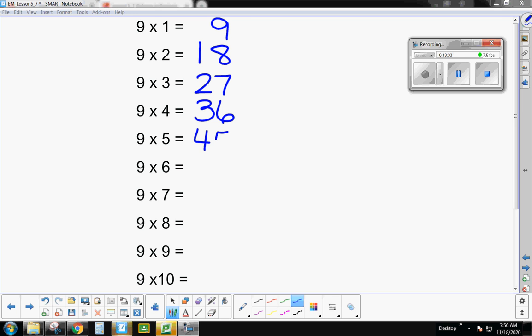9 times 6, I'm going to go down 10. So 55, go back 1, gives me 54. Now I'm going to go down 10 again. So 64, go back 1, gives me 63. 9 times 8, I'm going to go down 10. So 73, back 1 is 72. 9 times 9, go down 10. So 72 to 82, back 1 is 81. And 9 times 10, of course, I don't even have to think about that. When I multiply by 10, I just put a 0 on the end.